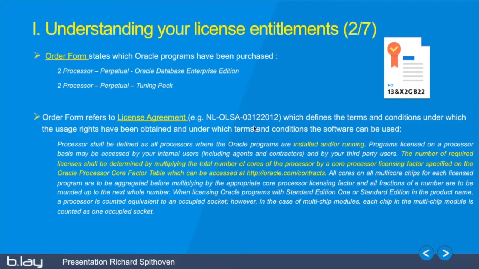Like, for example, it will include the definition of a processor, where it says the processor is defined as all the processors where the Oracle programs are installed and or running. And it says, like I mentioned before, that if you need to determine the number of licenses, you need to look at a so-called Oracle Processor Core Factor table, which is published online. So you see, one document refers to another document, and this document refers again to a document which is published online.